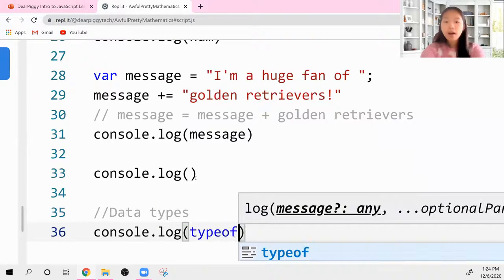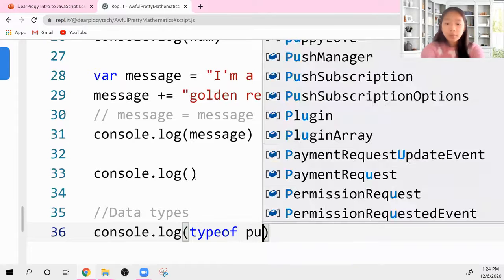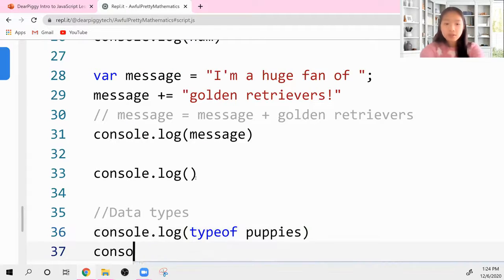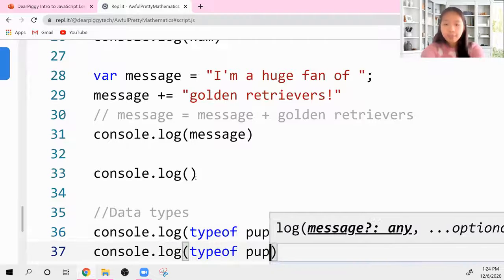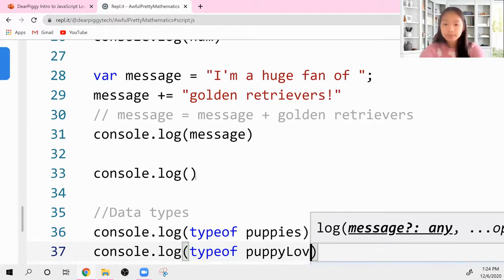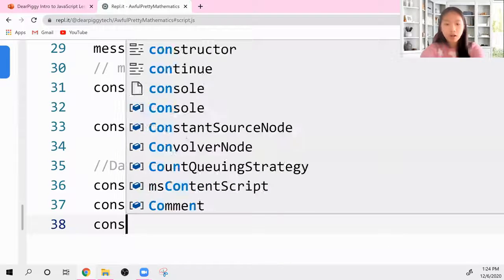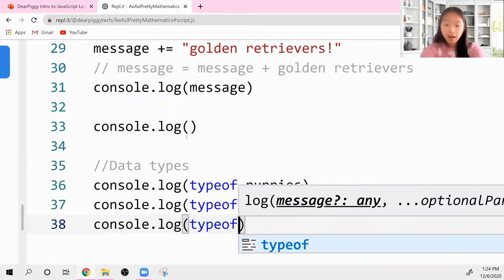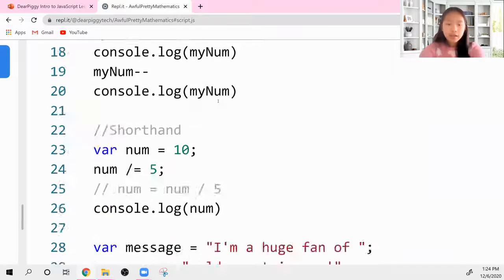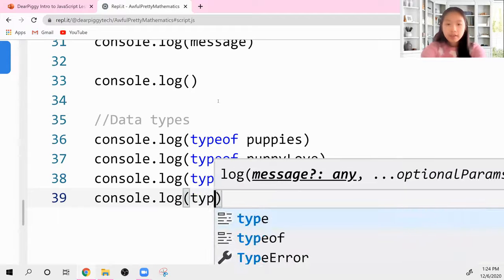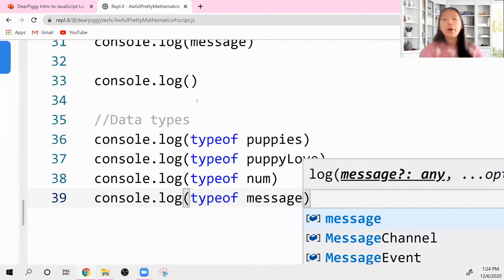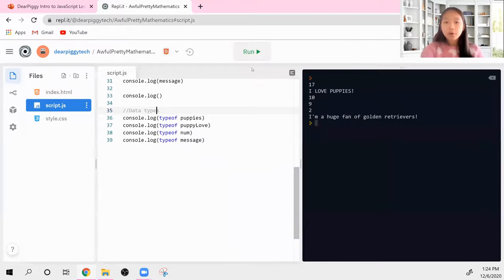console.log typeof, no caps, no spaces, okay? Typeof, and then the first one we had was puppies. We can also console.log the typeof puppyLove. These are all variable names. Next one we can do console.log typeof num, and then last one we can do is typeof message. All right, so when we run our code, we see number, string, number, string.